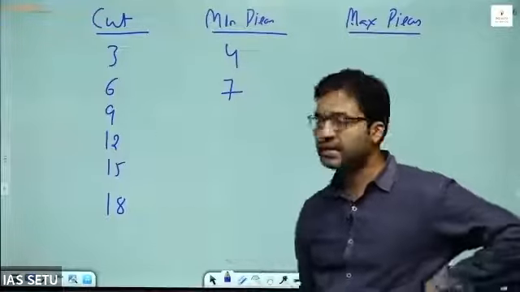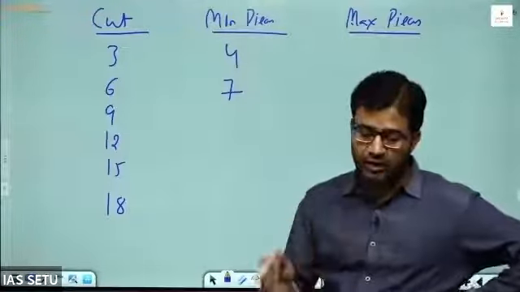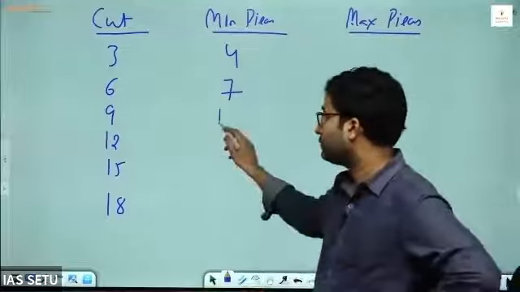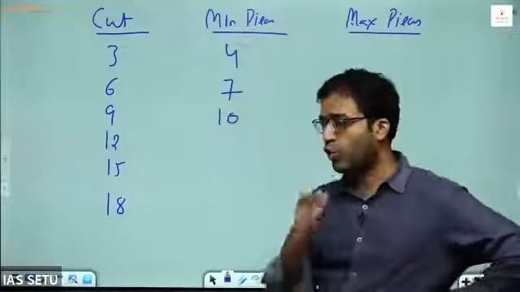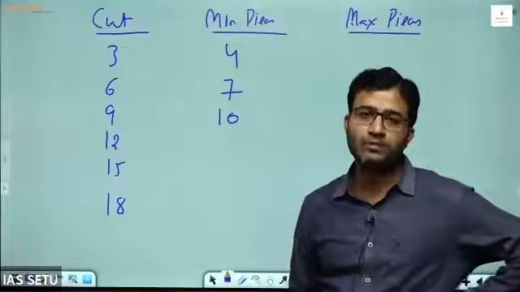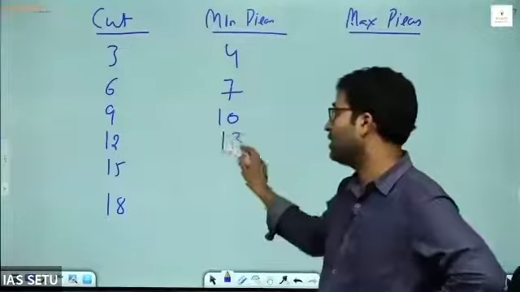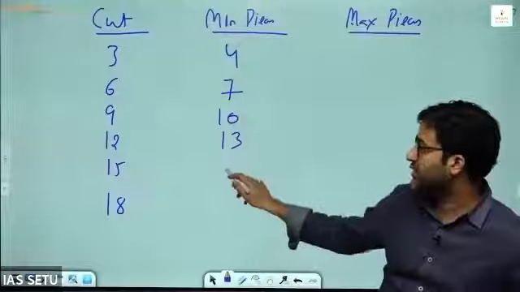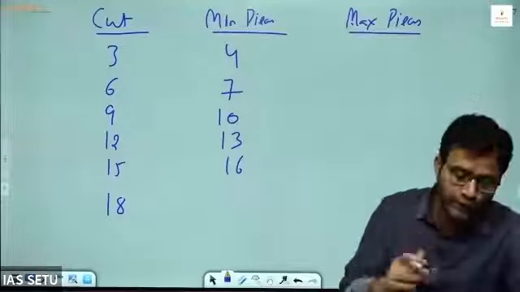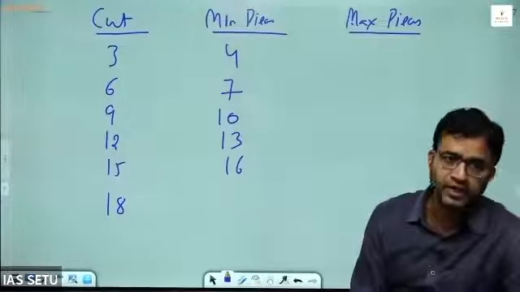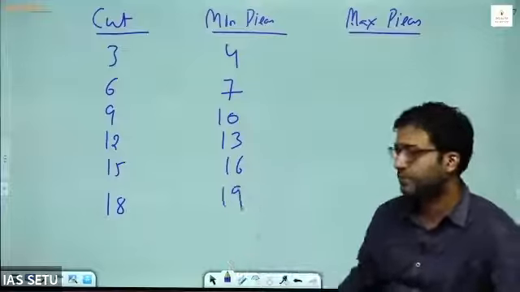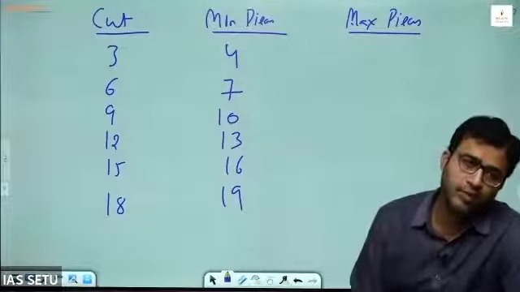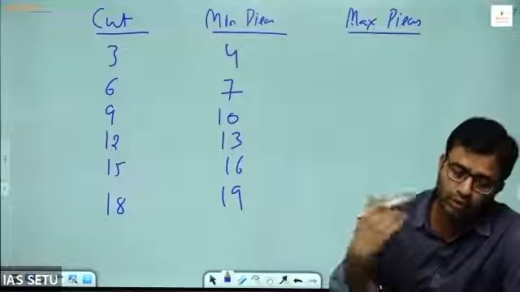Tell me 9 cuts. If I put all 9 cuts on one axis, how many pieces do I get? 10. If I put all 12 cuts on one axis, how many pieces? 13. All 15 cuts? 16. All 18 cuts? 19. This is the simplest thing to get minimum pieces, because you have to put all cuts on one axis.